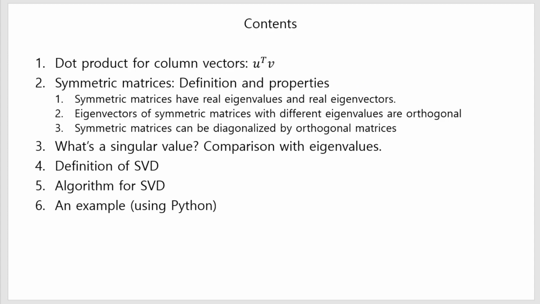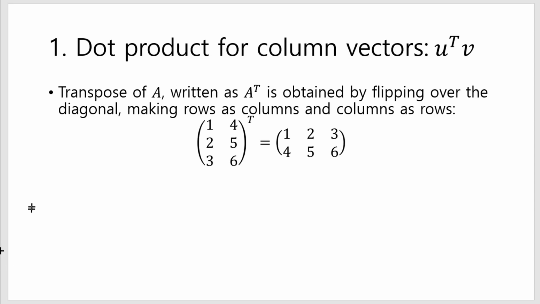All right, my plan for this lecture is to first explain that the dot product between column vectors is U transpose times V. I'm going to explain some properties of symmetric matrices, very important for understanding how we get SVD. I'm going to explain what singular values and SVD are, and I'm going to explain the SVD algorithm. At this point, it should be clear why this algorithm works, okay? And lastly, I'm going to do the Python example. All right, so now we begin the official part of this lecture.